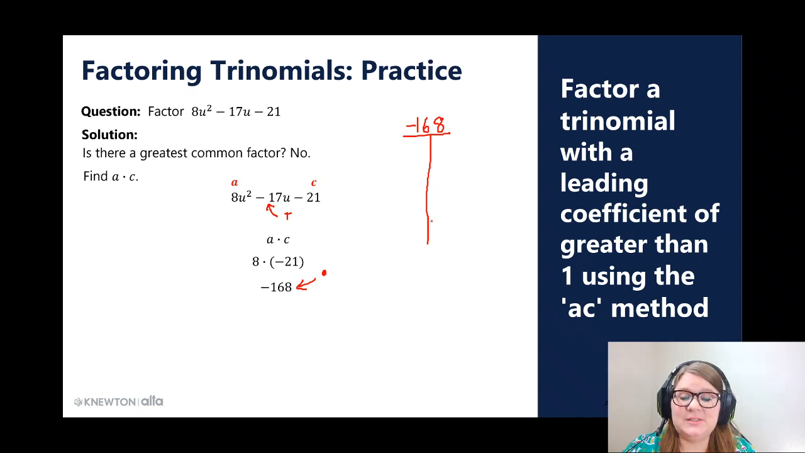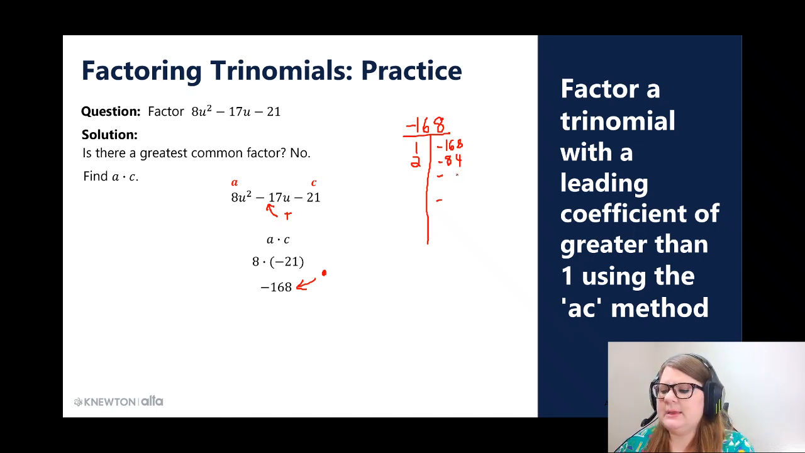And because it adds to a negative, the bigger one is the negative and the smaller one's the positive. So everything I put on the bigger side of my chart will have to be a negative. Okay, so let's start with 1. 1 times negative 168. 2 times negative 84. Let's see, does 3 work? Yes, I think it does.